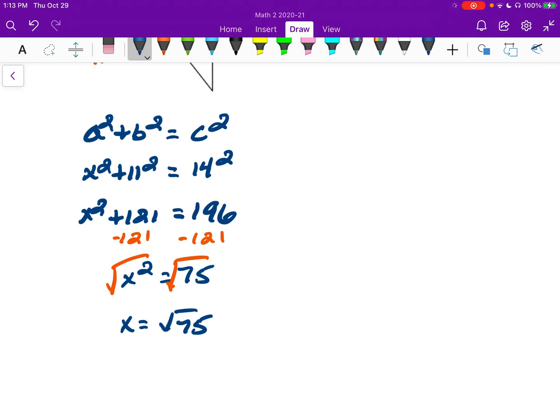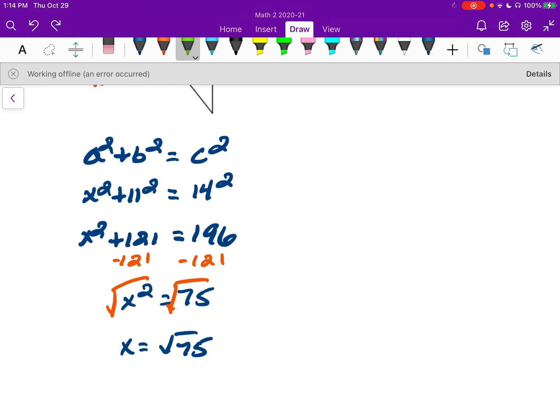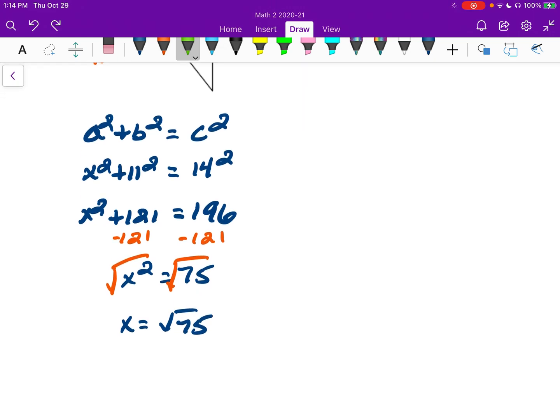Now, I know sometimes we talk about roots having a positive and a negative piece, right? You could say, if you really wanted to, plus or minus right there. Since we're dealing with geometry, since we're dealing with side lengths, we're only going to care about the positive version of that, right? It doesn't really make sense to have a negative side length, so we're going to ignore that part of it.